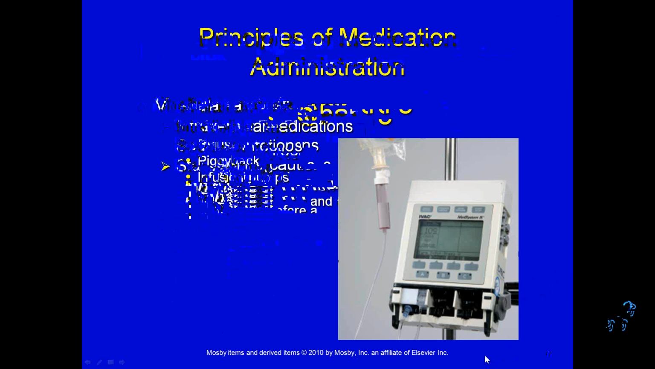The metric system is used for drug calculation. It's based on a unit of 10. The basic units in the metric system that you're going to have to be familiar with include grams, milligrams, micrograms. We don't do much with meters, but we do a bit with liters and milliliters.